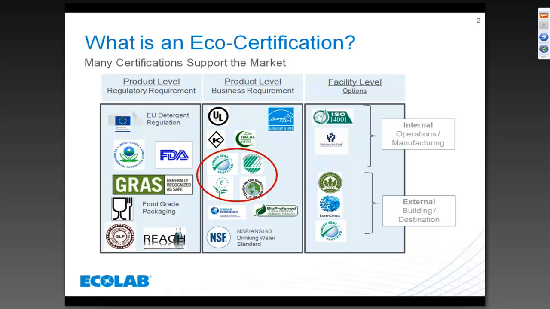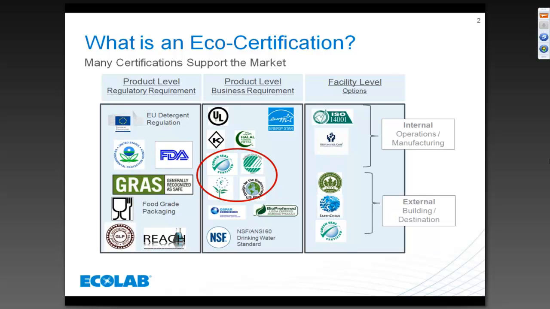The second bucket is, again, product level certifications, but instead of a regulatory requirement, they're more of a business requirement. Many contracts and customers really require NSF or Energy Star, kosher, halal. And this is the bucket that I put the eco certifications in. Here I've circled some US eco certifications like Green Seal and US EPA's Design for the Environment, and some European ones, Nordic Swan and the EU Ecolabel, or EU Flower. So that's the bucket that the eco-certifications we'll talk about today fit into.